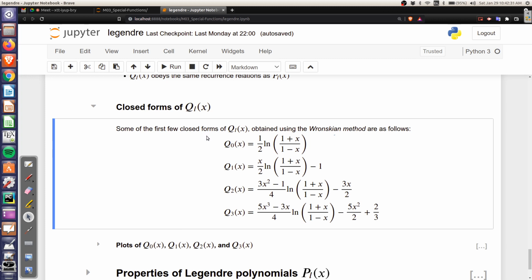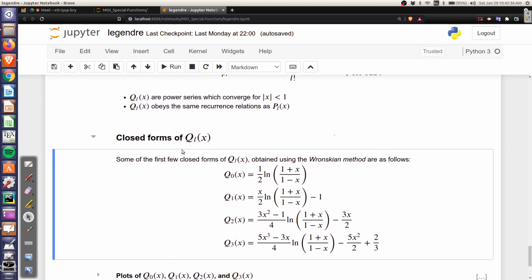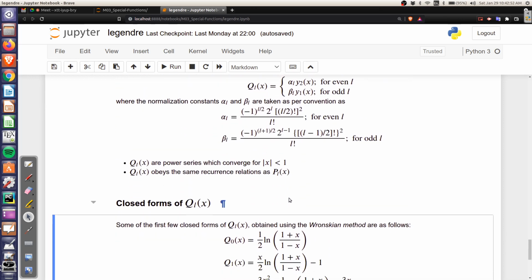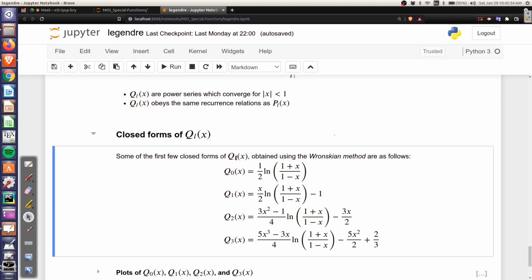It's a function, whether functions have a power series expansion or not. So in the case of sine and cos, we start with sine and cos and we go on to the power series expansion. But the Wronskian method gives you the other way around. Starting from a power series expansion, you can go back to the functional form. So using this Wronskian method, we are able to obtain the functional form for some of these Q_L.